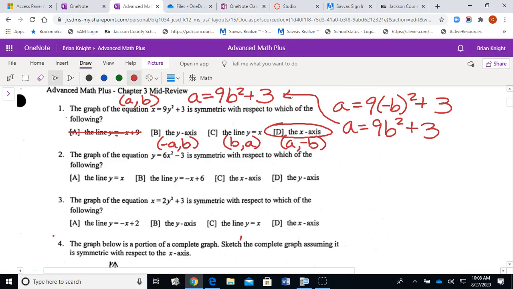If you plug in negative A and B, that gives you negative A equals 9B squared plus 3, which is not the same. It's not that, okay? This one has a positive A, this one says negative A. And then obviously for C, if you switched them and said B equals 9A squared plus 3, that's obviously not the same, okay? Everybody good on number 1? Yes, sir. All right. You do the same thing on 2 and 3.